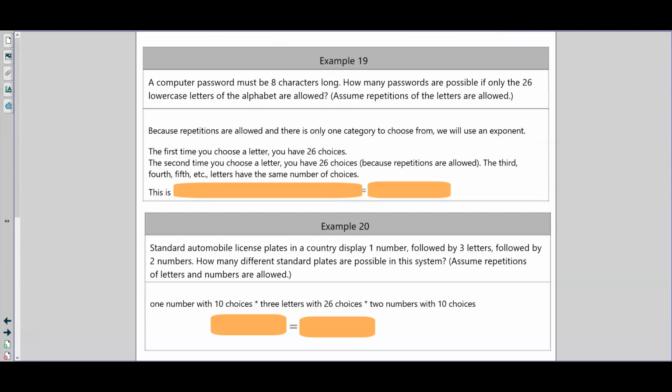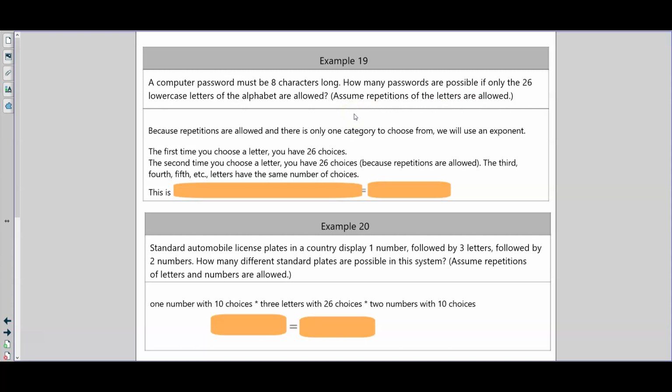All right, when you get to these examples, you kind of have to be a little bit more careful. We do have a computer password, which says it must be 8 characters long. How many passwords are possible if only 26 lowercase letters of the alphabet are allowed? And then right here in the parentheses, it says assume repetitions of letters are allowed, which is kind of saying you can have a password that has 8 characters and you can actually have all of them be the letter A, or all of them be the letter B. So that's allowed. That'd be kind of silly, but it's one of the possible choices.